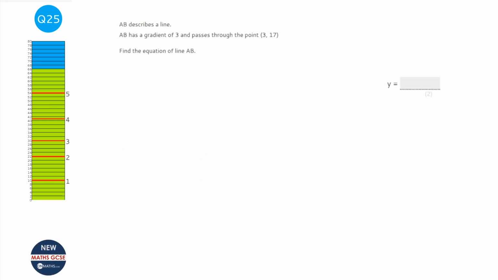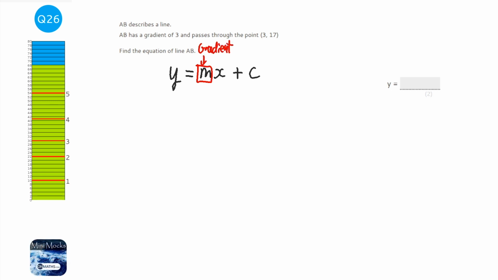So to answer this question, we need to be really familiar with the formula y equals mx plus c. Now y and x will constantly change, but m is what we call the gradient, and c, or plus c, is what we call the y-intercept. Okay, so we need to understand how to use that formula for this question.